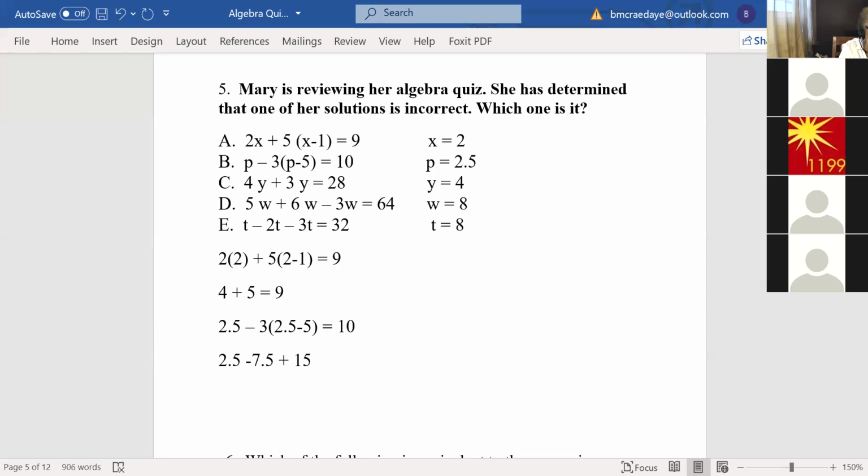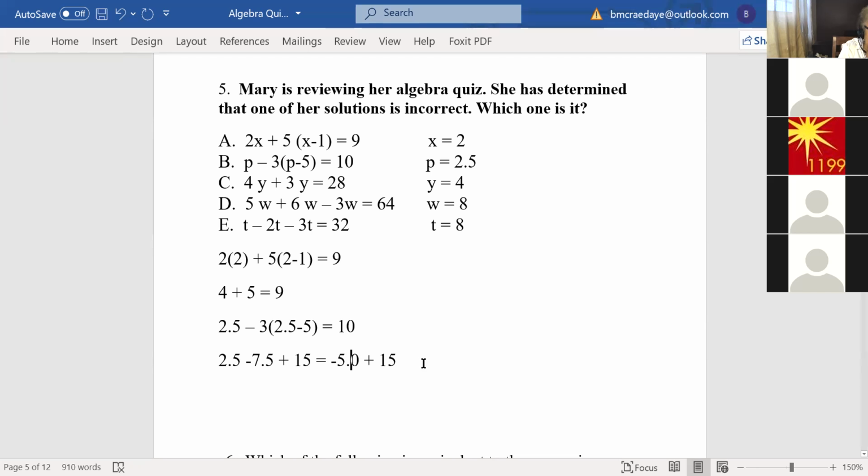Now let's add that up. What's 2.5 minus 7.5? Oh, no, sorry. It's 5.0, but it's a minus, right? Yeah, minus 5.0, and that's plus 15. And this is a decimal, not a comma.